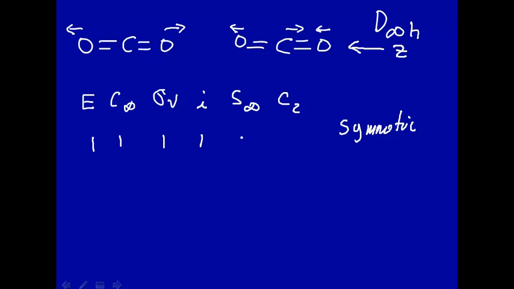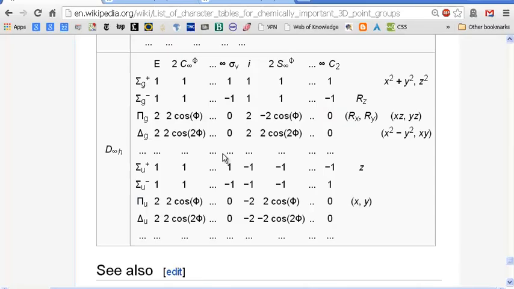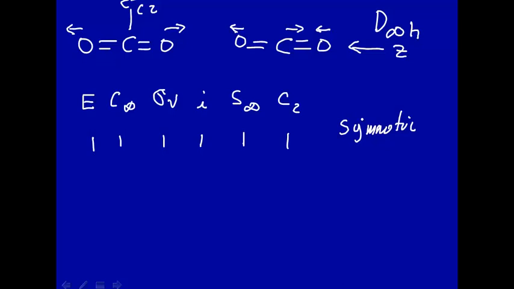The S infinity axis: you rotate around this way and then reflect through a plane perpendicular to that, nothing changes. Same way with the C2 rotation axis, we'll rotate around this way. If we rotate C2 180 degrees, arrows still point in the same direction, so that's all 1s. The all 1s is called a sigma g plus. So the irreducible representation corresponding to this vibration is sigma g plus.